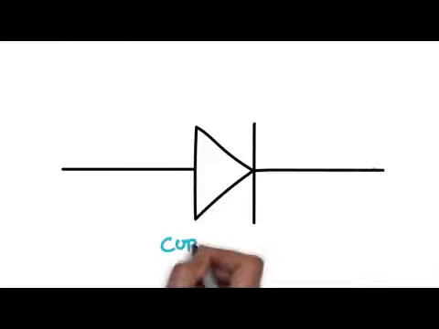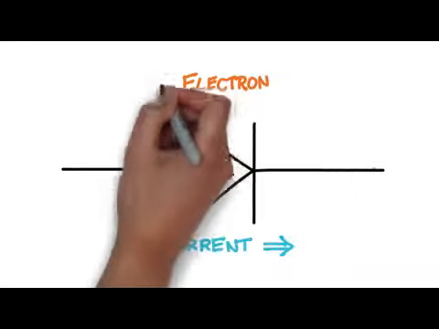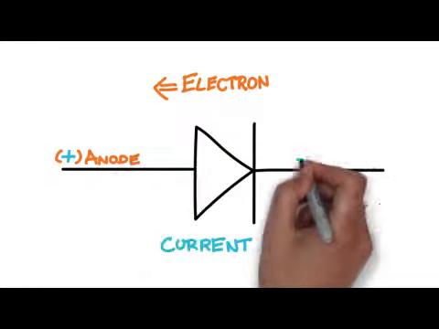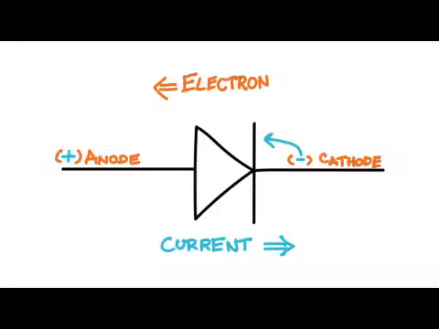This is the schematic symbol of a diode. The arrow is pointing in the direction of the current, as opposed to the flow of electrons. I usually think of the vertical line at the pointy end of the arrow as it resembles a sideways minus sign. That is the cathode of the diode.